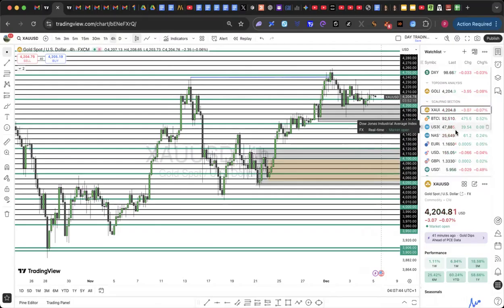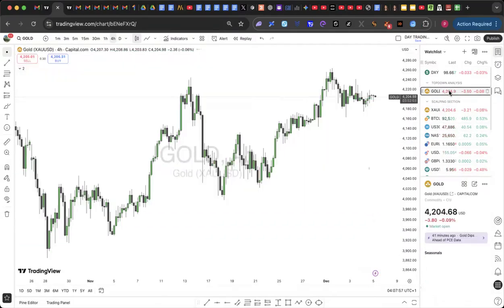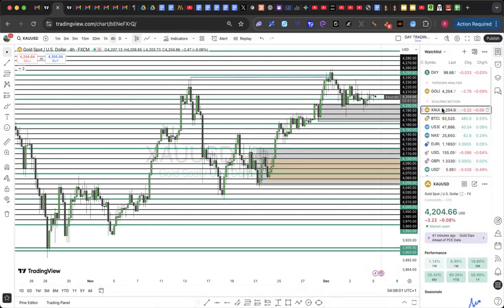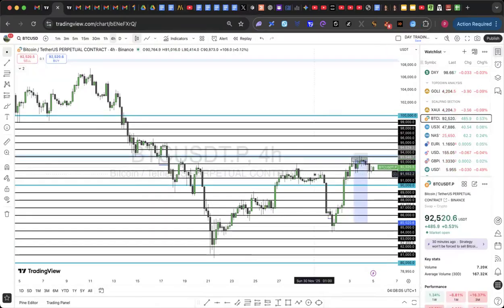So where you are doing top-down analysis, you won't obstruct your setup. When you are here, you know you want to do pure analysis. When you are here, you know you want to do scalping. The same thing applies if you have Bitcoin like that.